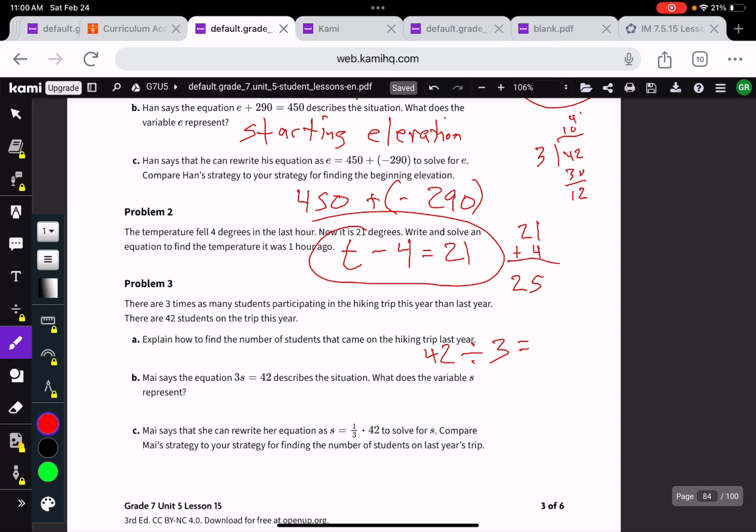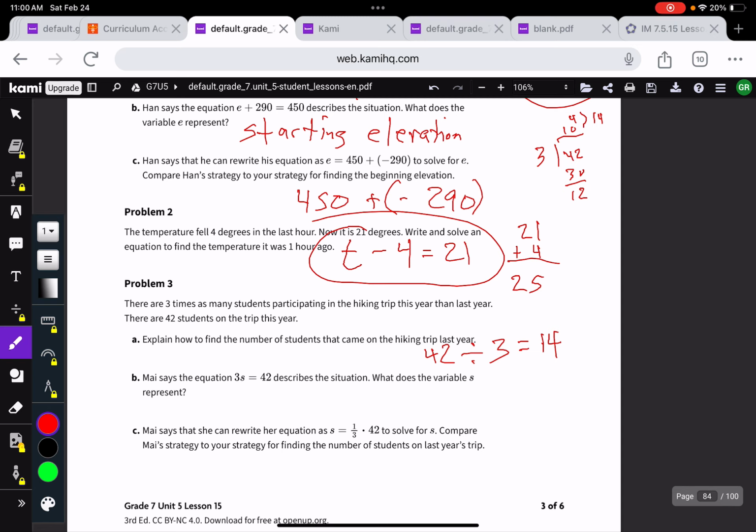So 10 and 4. That means there's 14 kids last year. If there's 14 kids last year and there's 3 times that this year, well, 14 times 3 gives us 42, which is the number this year. So there. Explain how to find the number of students. Take 42 and split it 3 ways. That'll give us last year. So just even writing that is good enough explanation. Hopefully you wrote something similar to that.